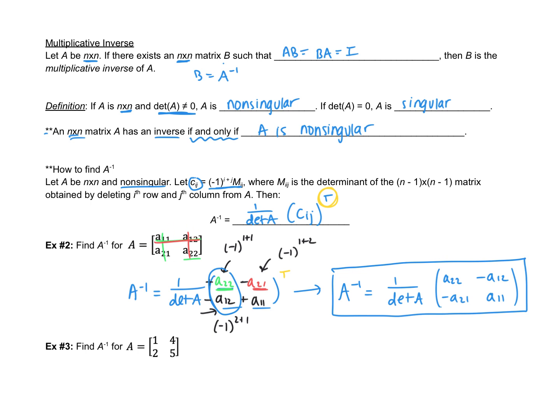So in a case where you have a 3x3 matrix, when you delete a row and a column, you're not going to be left with an element. You'll be left with a 2x2 matrix, in which case you're going to have to find the determinant of that 2x2 matrix. You are not to just memorize this formula. You should know the process and be able to apply it to a matrix of any size.